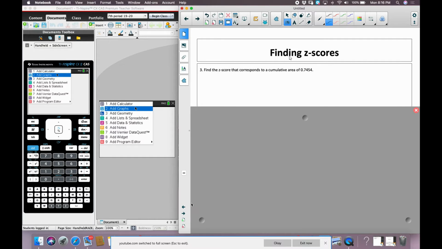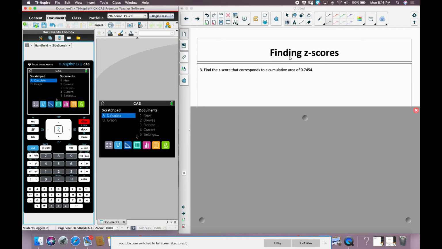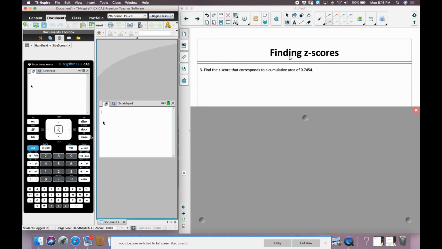Okay, find the z-score that corresponds to a cumulative area of 0.7454, so that's our area to the left. So we went from z-scores to probabilities. Now we're actually going backwards. We're going from probabilities, cumulative area, back to z-scores. Before we used normal CDF, now we're going to do the reverse of that.